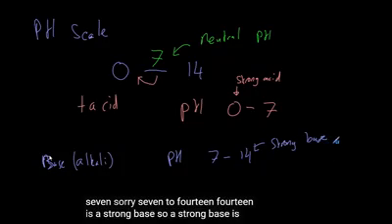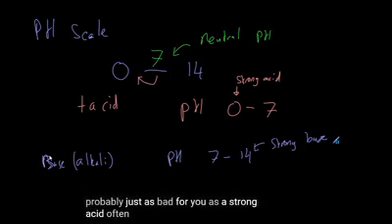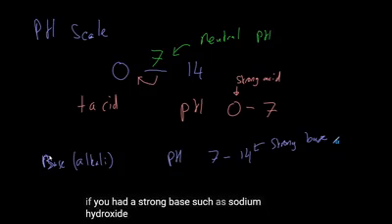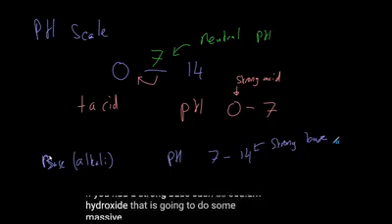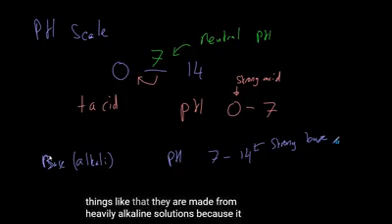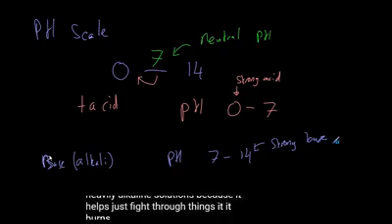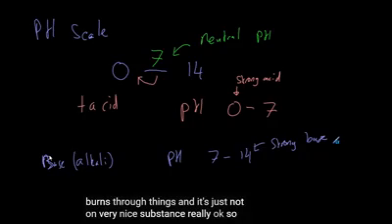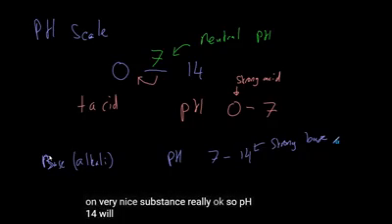A strong base is probably just as bad for you as a strong acid. Often you hear about things being dissolved in acid and it's really awful. If you had a strong base such as sodium hydroxide, that is going to do some massive damage as well. That is why things like oven cleaners and bleach are made from heavily alkaline solutions, because it helps fight through things. It burns through things and it's just not a very nice substance really. So pH 14 will be very alkali or very basic, a very strong base.